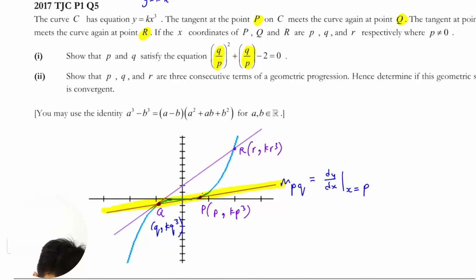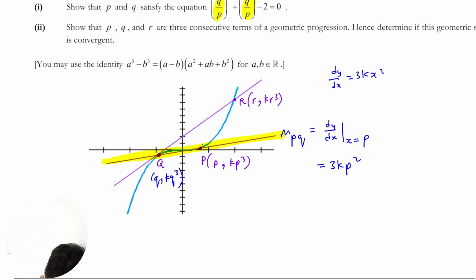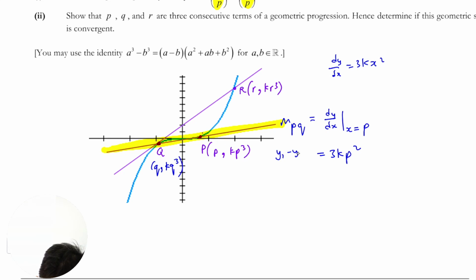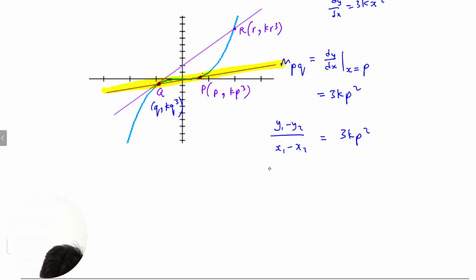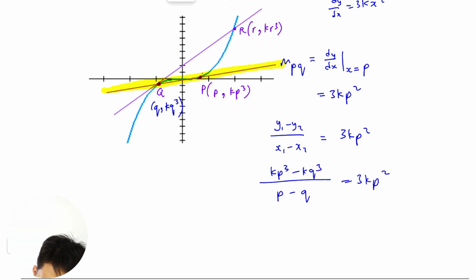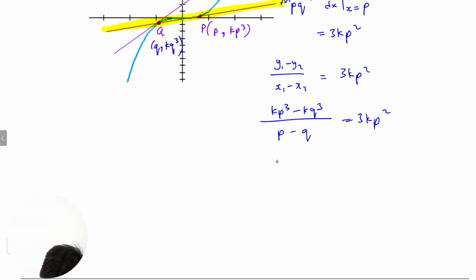Then essentially you just find dy/dx. So dy/dx is equal to 3kx squared. So this is 3kp squared. Okay. Then what do I do? Because this is also (y1 minus y2) over (x1 minus x2), which is actually 3kp squared. So you just do kp cubed minus kq cubed over p minus q equals 3kp squared. Then what you do is just slowly cancel this out.